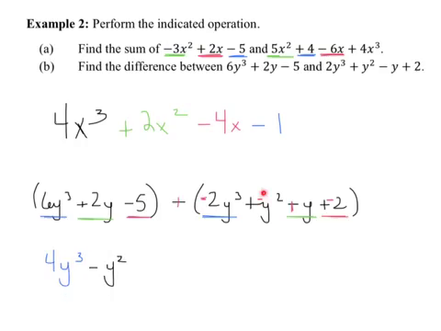Again, this comes from the minus y squared there. Then we've got 2y plus y, which is simply going to be 3y. And then we've got negative 5 plus negative 2, which is negative 7.